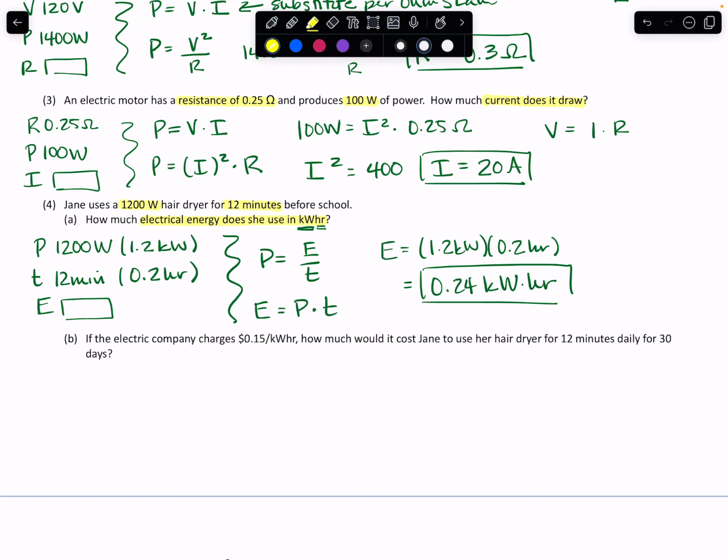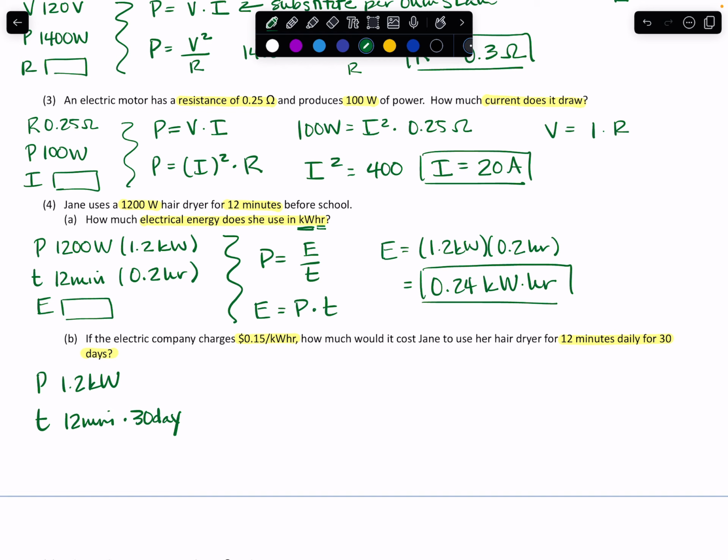All right, if the electric company charges 0.15, so 15 cents per kilowatt hour, how much would it cost Jane to use her hairdryer for 12 minutes daily for 30 days? So I know the power. It's going to be 1.2 kilowatts. But my time's going to be a little different. It's not just 12 minutes. It's 12 minutes each day for 30 days. So my time is going to be 12 minutes times 30 days.